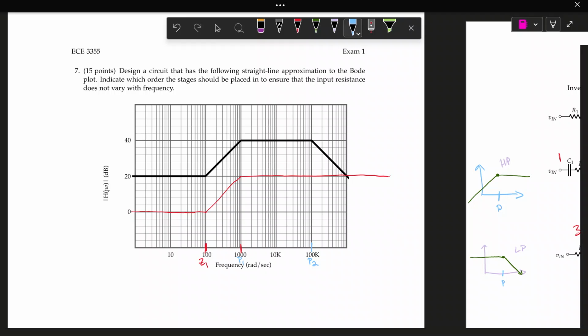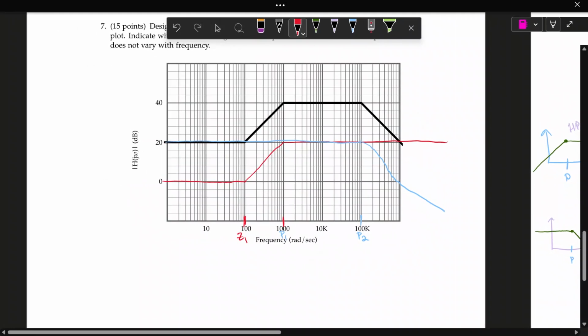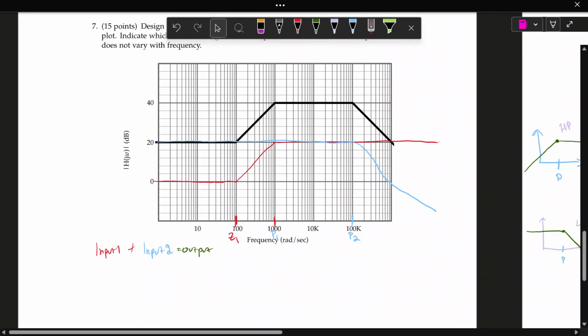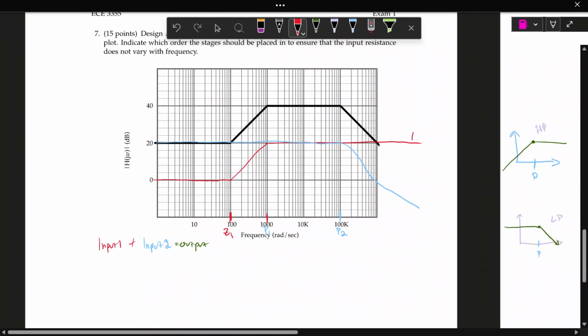Now the other one, remember, we have to add them. So it must be at 20. And then once it hits the pole here, it must be 0. So these are the 2 inputs we're going to be using. So we'll say input 1 plus our second input is equal to our output. And we can label this as 1 and 2.